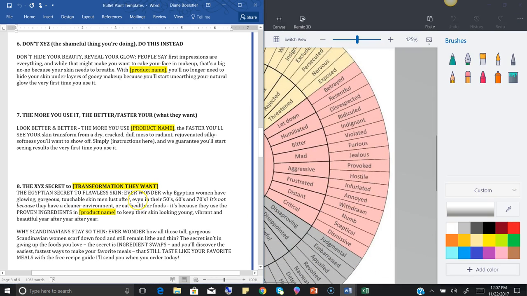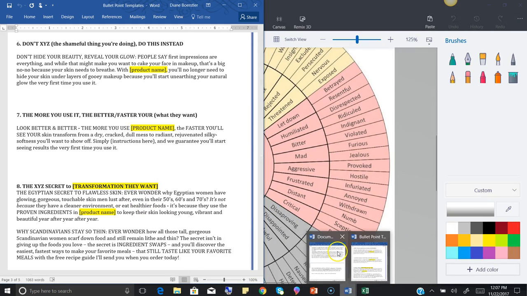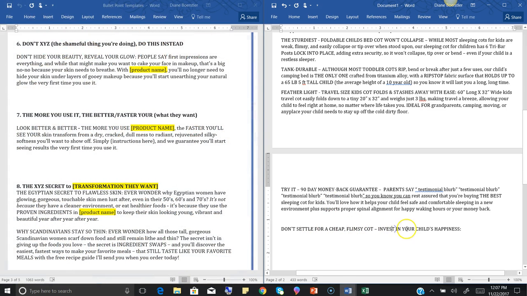Okay, let's go to, where did it go? Oopsie, wrong one. Cheap, flimsy cot. Instead of invest in your child's happiness, you can say invest in a joyful child. Invest in joyful waking hours. You could also say something else, this is kind of a deeper thing to think about: how can you tell somebody feels joyful, right? So you can say invest in more smiles. Invest in more joyful hours.